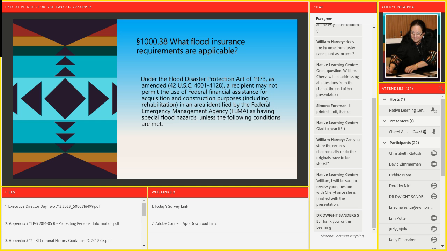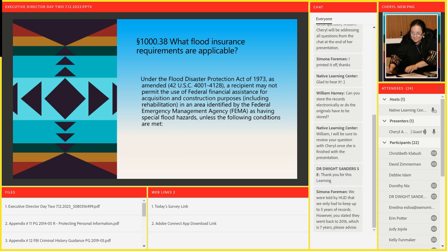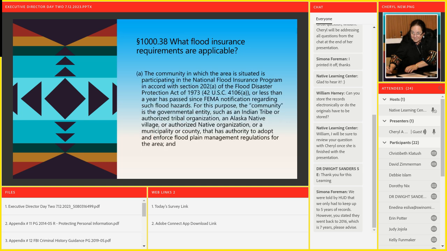And then flood insurance. Make sure you have flood insurance. If you are receiving financial assistance for acquisition or construction purposes, including rehab, in an area identified by FEMA as having a special flood hazard, it is required unless the following conditions are met. The community is within an area situated and participating in the National Flood Insurance Program in accordance with Section 202 of the Flood Disaster Protection Act.